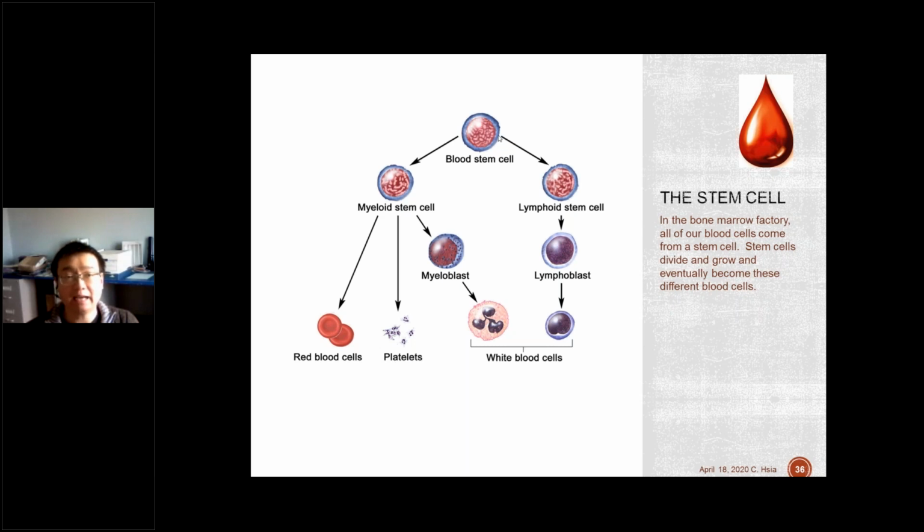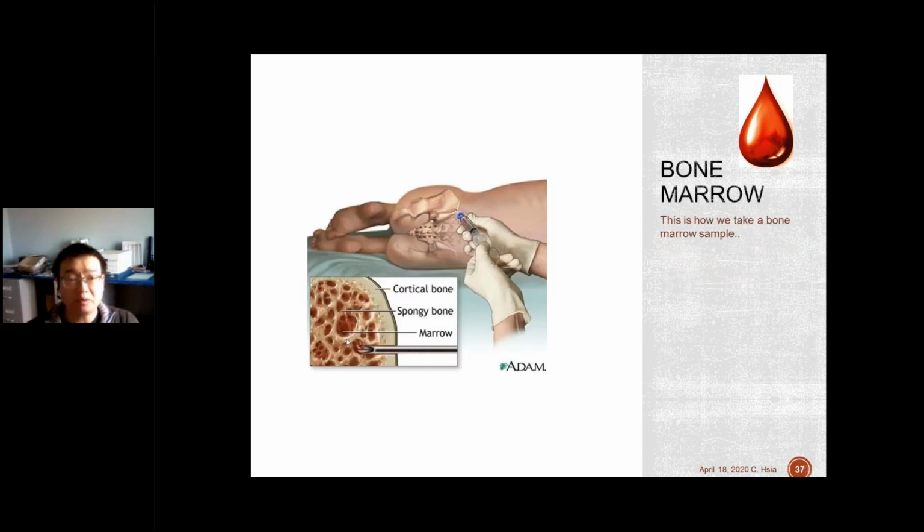However, if we have abnormal blood stem cells, then whatever they produce may be abnormal. If you want to know how your bone marrow is doing, we have to do a bone marrow biopsy. That's taking a sample from somewhere in that red marrow or that spongy bone marrow somehow. And how we do it is usually in the pelvic bone. This is probably the safest area where we can get a bone marrow sample.